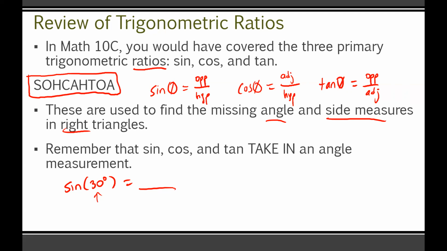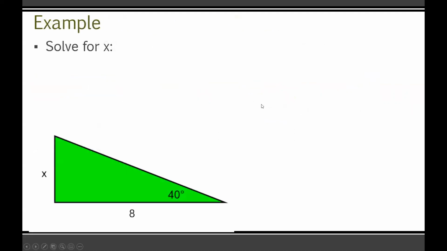We'll do a few questions using this today, of course. Don't panic if you're forgetting how to do this quite yet. We will get there. And we'll get there right here. Look at this. So, first example, solve for x. This is a question straight out of Math 10C. We'll do this one together, so I don't think you need to pause the video here or anything.